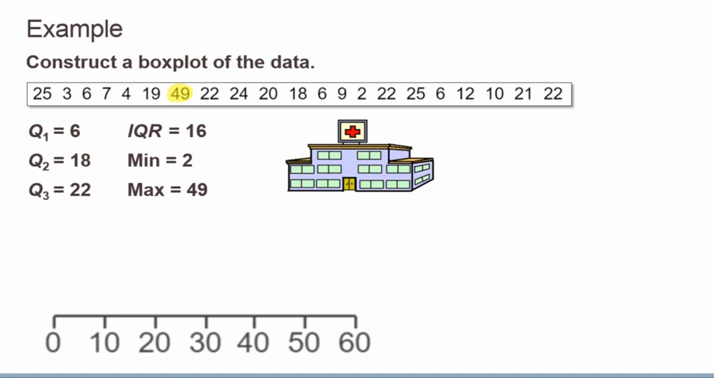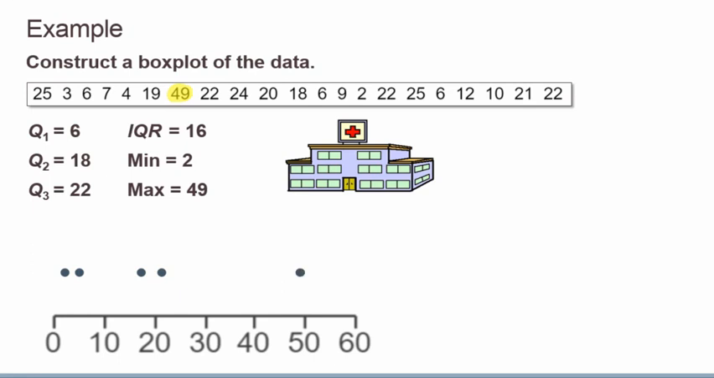Our first dot is the min, 2. Our next dot is Q1, which is 6. Our next dot is Q2, which is 18. The next dot is Q3, which is 22. The next dot is the max, which is 49.